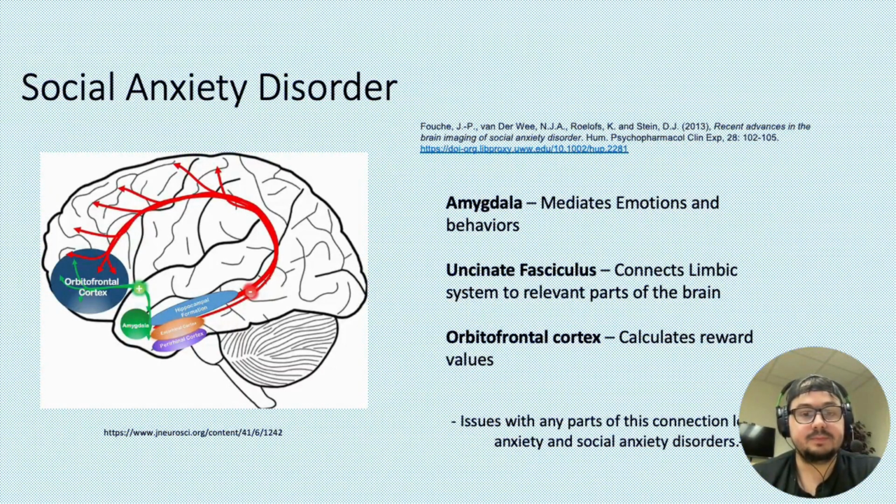It causes all sorts of problems, and it could cause us to have a harder time socializing with other people. Like I said last time, the uncinate fasciculus connects the limbic system and parts of the amygdala to the relevant parts of the brain for any situation. And of course, the reward center goes from the amygdala through the uncinate fasciculus into the orbitofrontal cortex, where the reward and risk factors are calculated and sent back to the other parts of the brain to determine the best course of action.